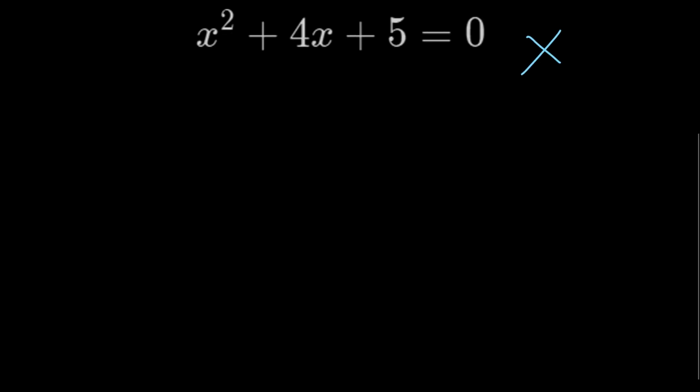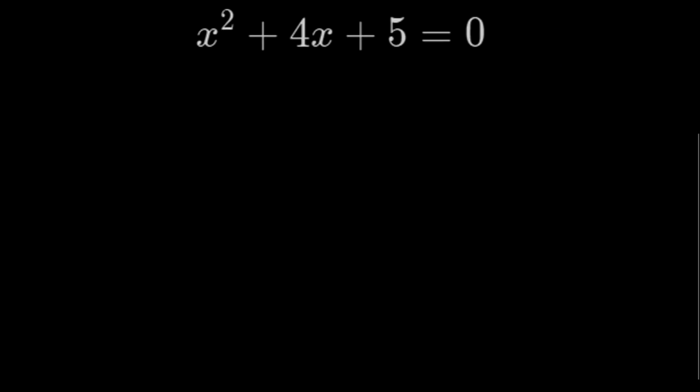So we have to look for a number that multiplies to get 5 but adds to get 4. Is there a number that multiplies to get 5 but adds to get 4? Well, 5 and 1 multiply to get 5, but they don't add to get 4. So do we have any numbers that multiply to get 5 but add to get 4? Not positive. No. So what do we have to do?